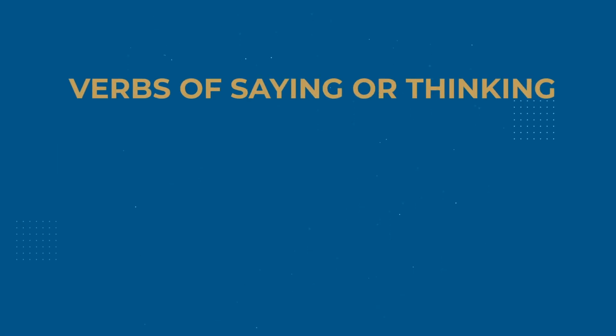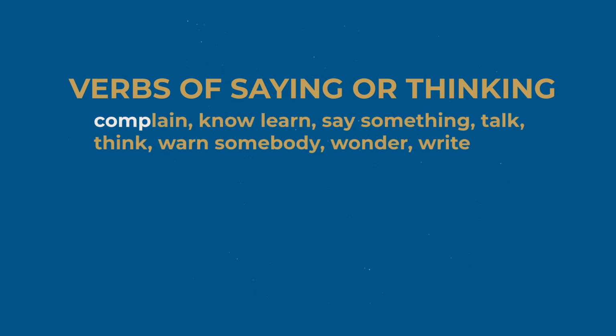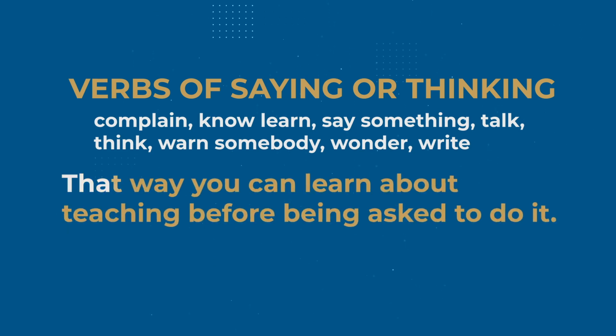For example, there are verbs of saying or thinking, for example, complain, know, learn, say, talk, think, warn, wonder or write. They are often followed by about when we want to indicate the topic. For example, that way you can learn about teaching before being asked to do it.